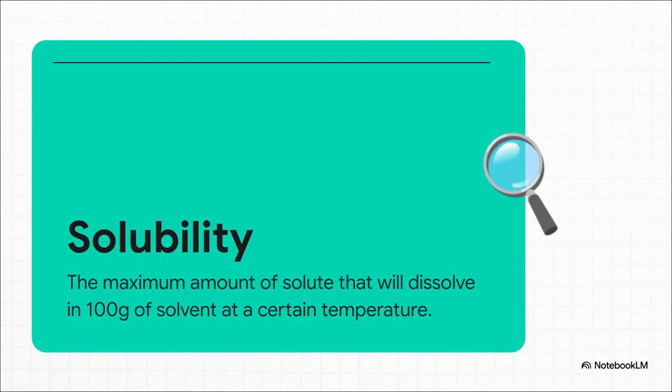So here's the crucial thing. That limit isn't just random. It's a specific, measurable property called solubility. It's the exact amount of solute you need to make a perfectly saturated solution at a specific temperature. Think of it like the official rulebook for dissolving.